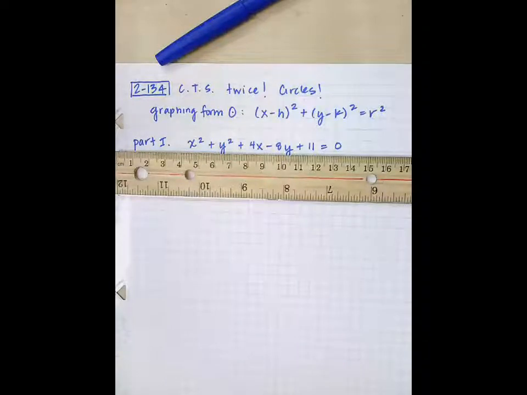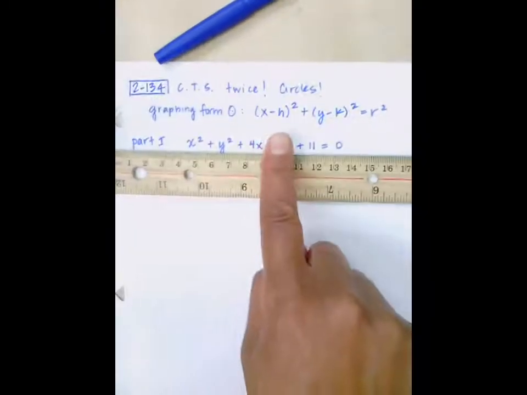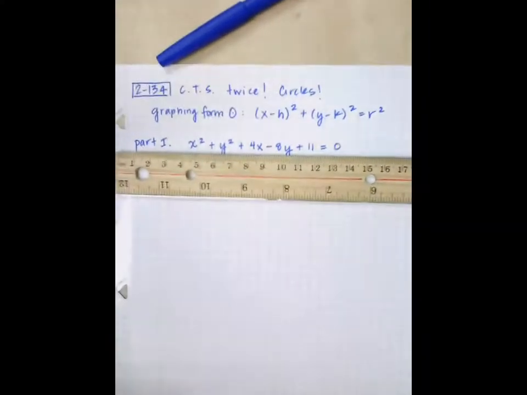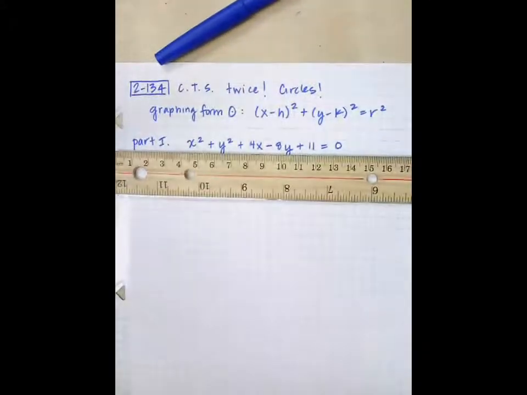Hello, this is problem 134 where we're looking to complete the square in order to rewrite the equation of a circle in graphing form. So notice, again, this is the general graphing form for a circle where you've got the center of the circle represented as your h, k. And the number on the other side of the equal sign represents the square of the radius.